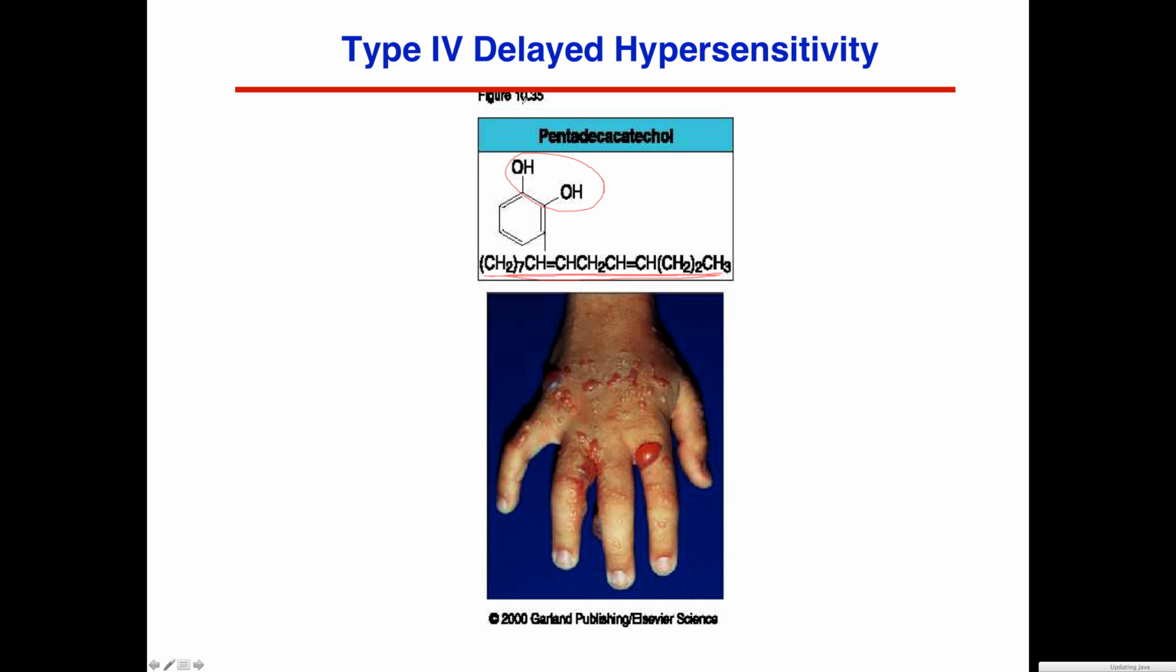And then these catechols will also allow it to bind to cell surfaces. And you can see here this response is the typical response. You get blistering and effects on the skin that is fairly common. This is a pretty graphic example of it.